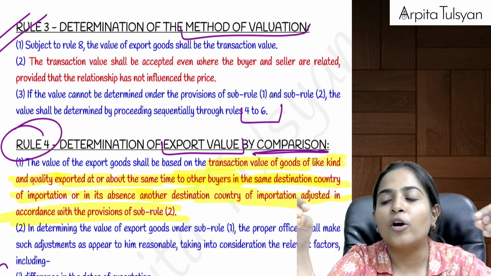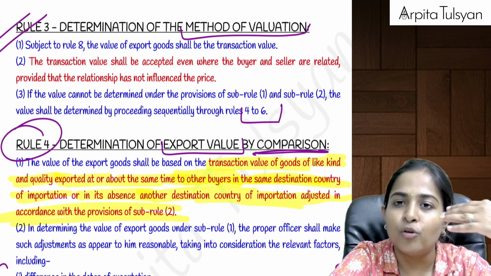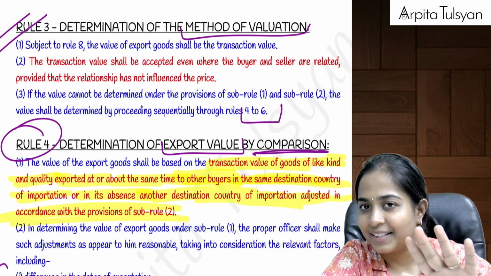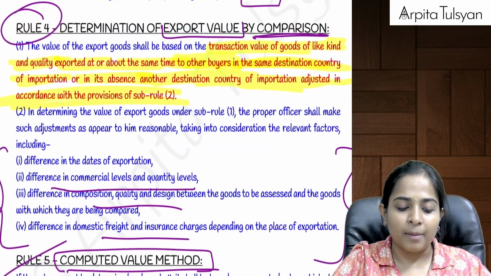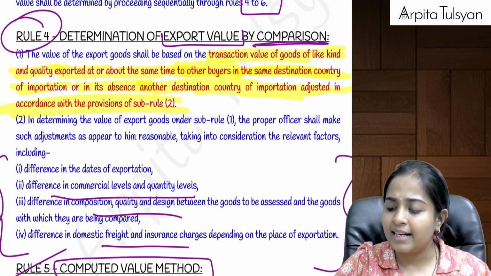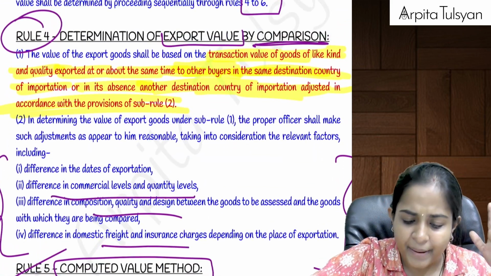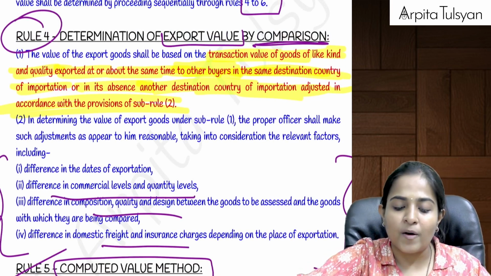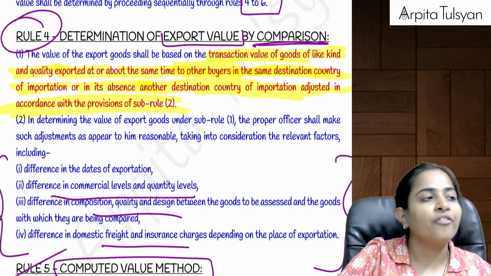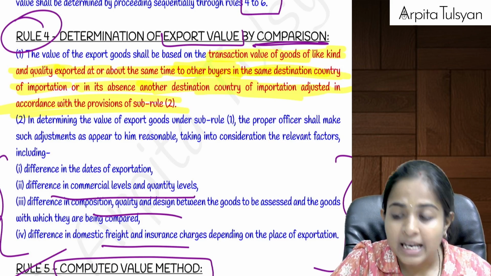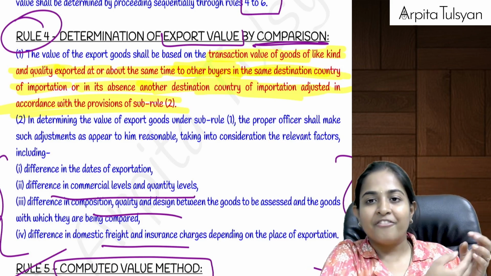Okay, if it cannot be done as per rule number 3, then go to rule 4, 5 and 6. That's it. Now, what does rule number 4 say? Rule number 4 says that calculate the value as per comparison. Okay, how do we calculate the value as per comparison? Value of exported goods will be dependent on the value of like kind and quality goods which were exported.